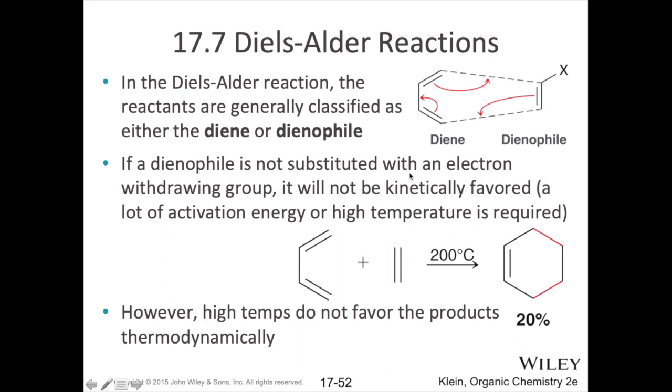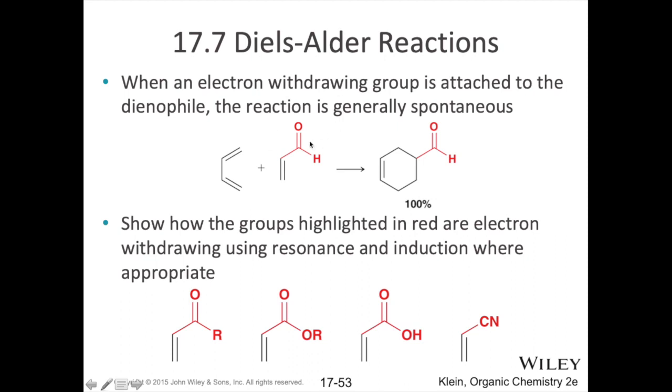As I've kind of given away here, it helps to have an electron withdrawing group of some sort. We've got lots of options here, and that sucks electron density away from that alkene. So even though alkenes are normally relatively electron rich, this one's going to be relatively electron poor, and that encourages that diene to push electrons towards it.